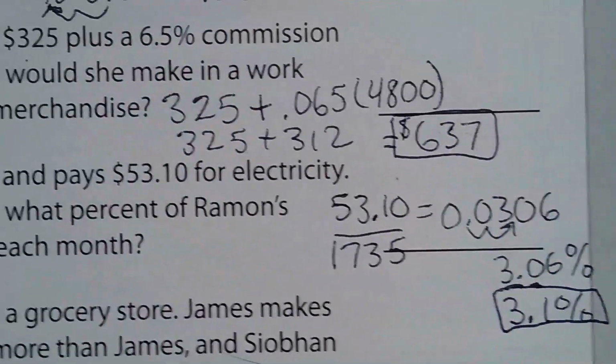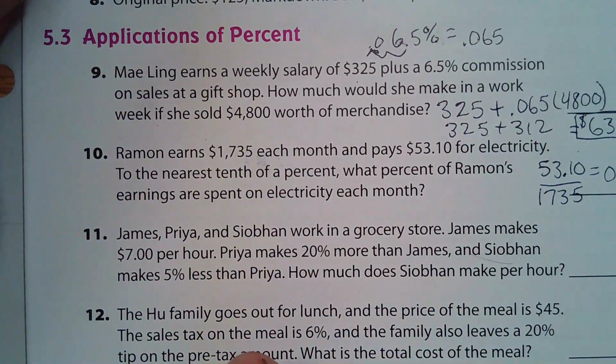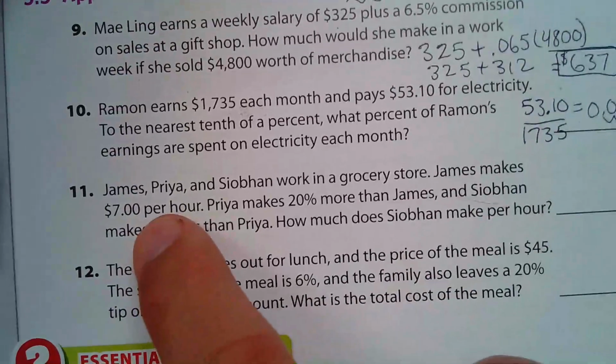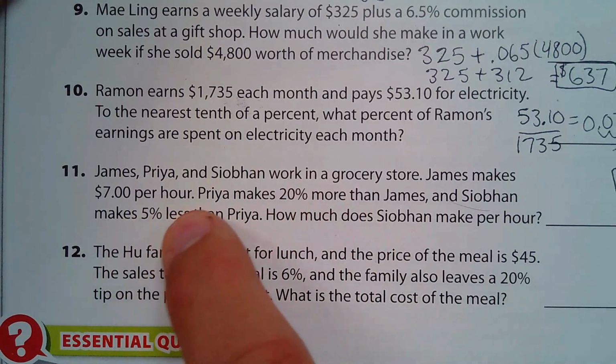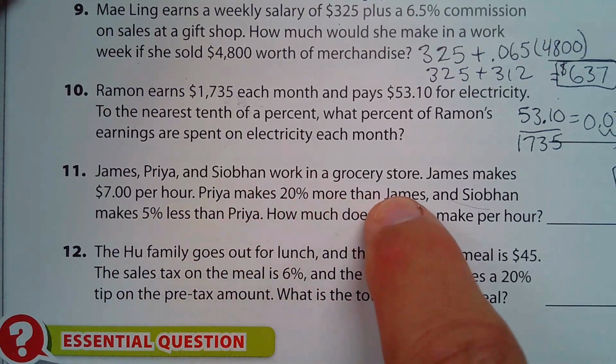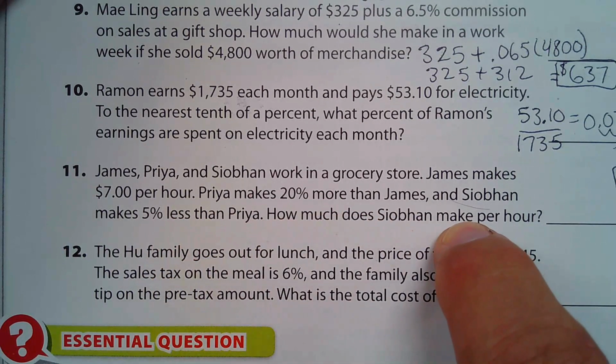Okay, let's go to the next one, number 11. James, Priya, and Shaban work in a grocery store. James makes $7 per hour. Priya makes 20% more than James, and Shaban makes 5% less than Priya. How much does Shaban make per hour?